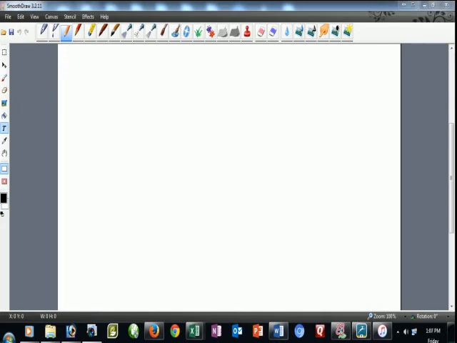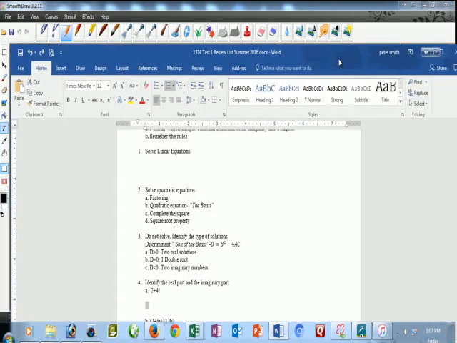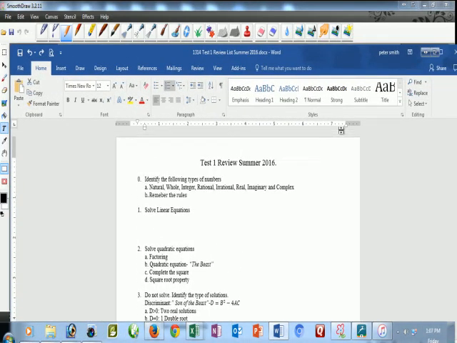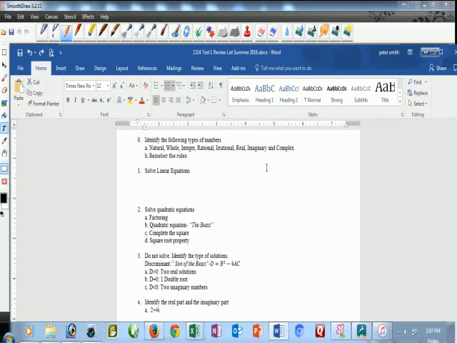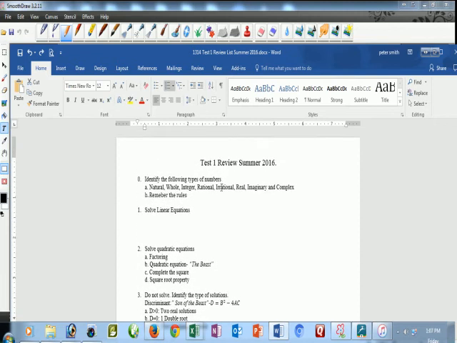Okay guys, let's go over this review real quick and make sure. We did it last night, but I want to take my time and talk about it a little bit. Identify the following types of numbers: natural, whole numbers, integer, rational, irrational, real, imaginary, complex. Remember the rules that we've talked about. What makes it a natural number? What makes it a whole number? Integer, rational, irrational, real, imaginary, and complex.